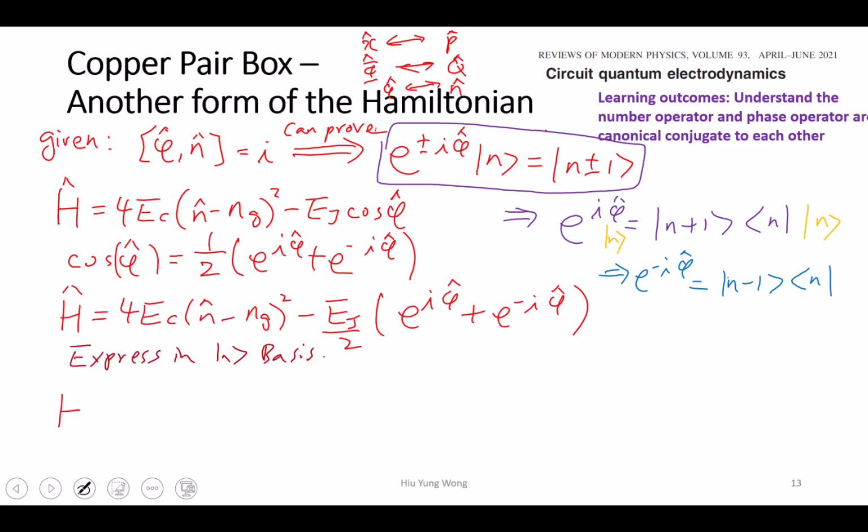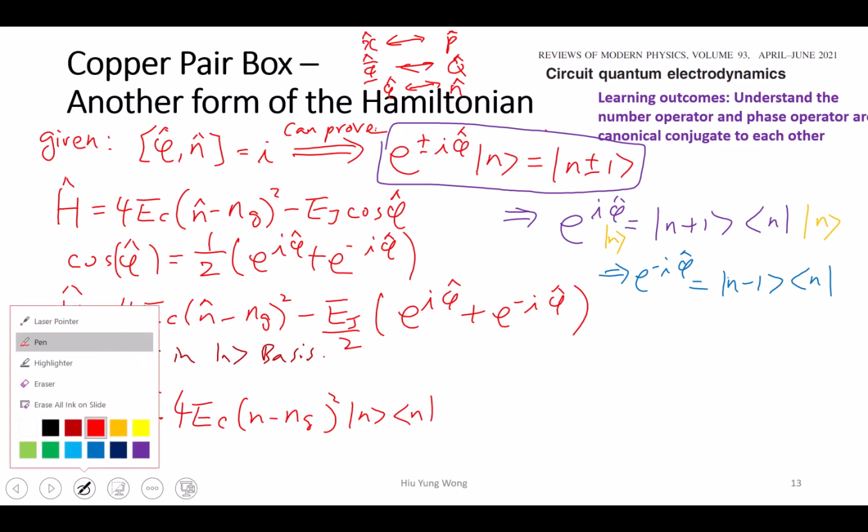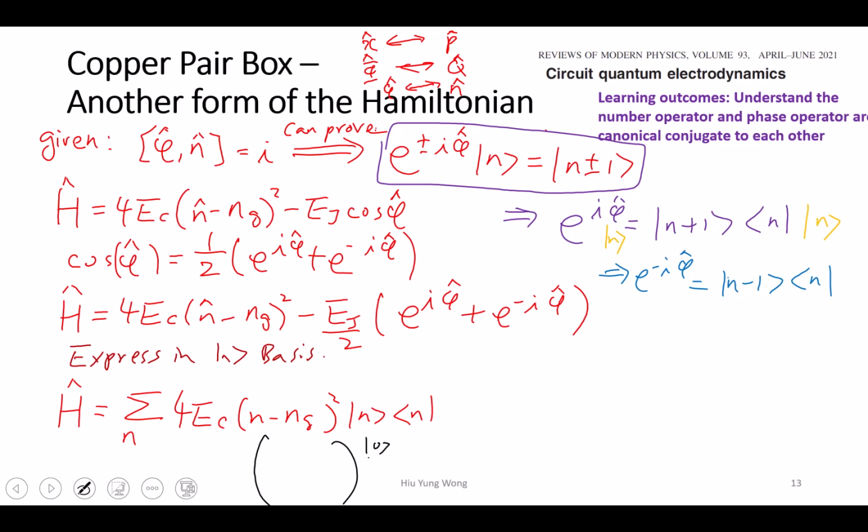If I express it in the n basis, then H hat will be equal to the summation over all the basis states. Because this is the eigenvector of this guy, it is diagonal. So it is just a summation of n from 0 to infinity, 4E_C times (n minus n_g) squared, ket n bra n. If you express this in matrix form, and you have n equals 0, 1, 2, keep going down, then you have this term here, here, here. This one is when n equals 0 plug in, this is n equals 1 plug in.